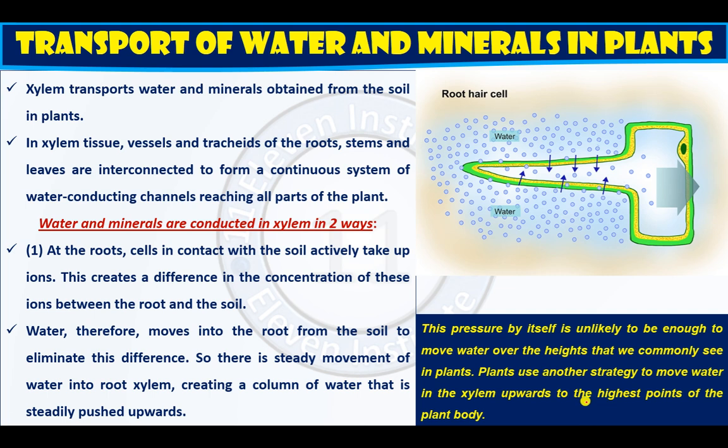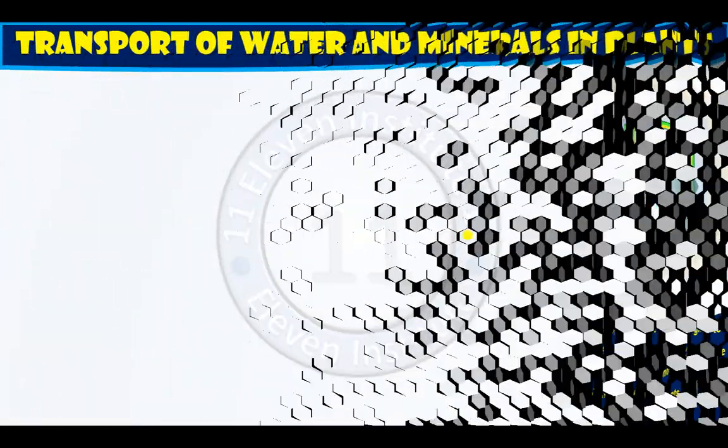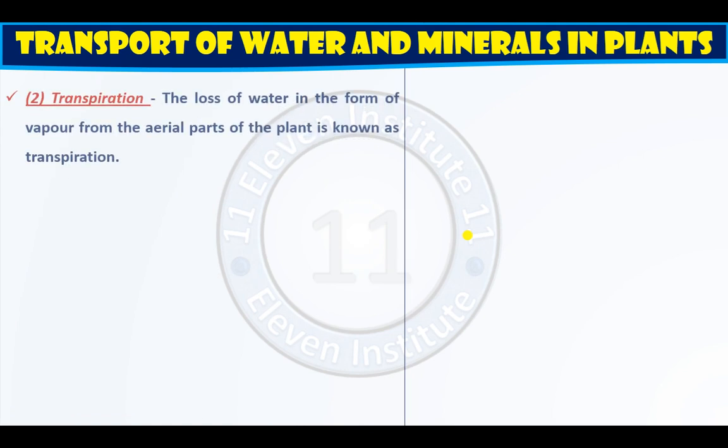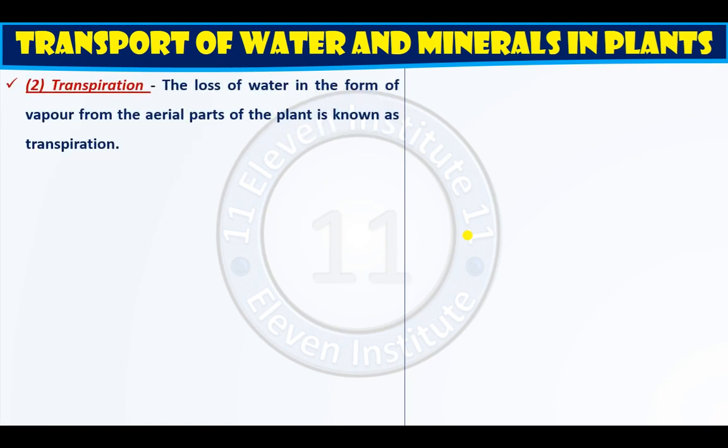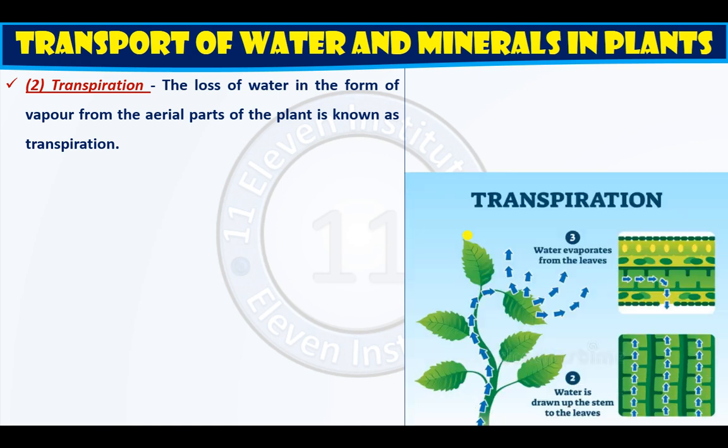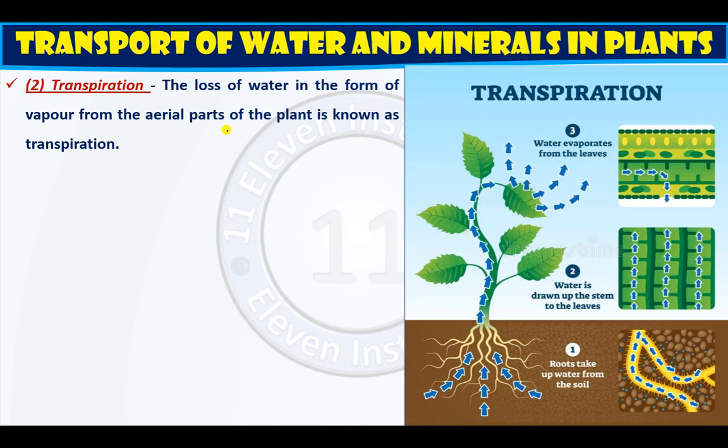ખૂબ જ હાઇટ ઉપર પહોંચાડવા માટે આના સિવાયની હજી એક અપ્રોચ છે. We are having two ways. This is one of the ways and now let us see the another way which is known as transpiration. આ બી આપણે ભણેલું છે. Right, the loss of water in the form of vapor from aerial parts of plants is known as transpiration. Simple છે. પેલા આપણે અહીંયા સમજી લઈએ.